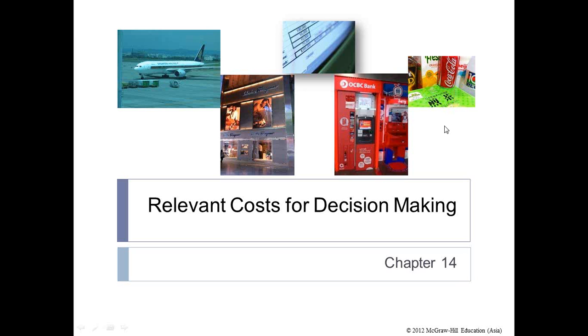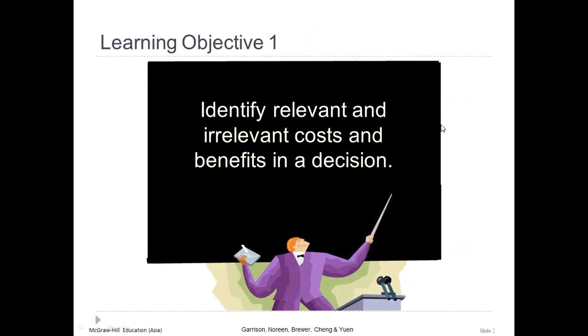Chapter 14, Relevant Costs for Decision Making. Making decisions is one of the basic functions of a manager. To be successful in decision making, managers must be able to tell the difference between relevant and irrelevant data and must be able to correctly use the relevant data in analyzing alternatives. So the purpose of this lecture is to develop these skills by illustrating their use in a wide range of decision-making situations.